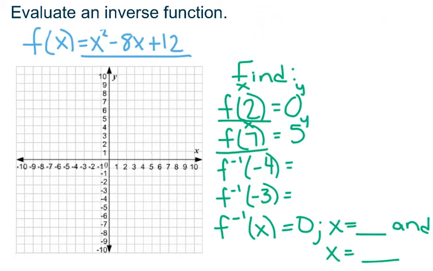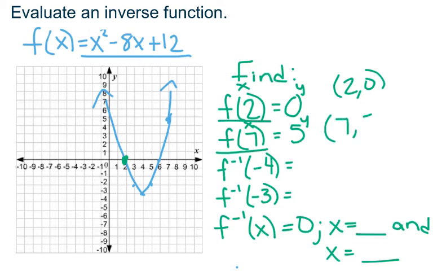Let's go ahead and graph this function, that blue function. Go ahead and graph x squared minus 8x plus 12. Okay, so that's a horrible graph. But here's what we're saying. We should have the point (2, 0). And we do, in fact, have that point right here. Okay, there we go. And then for the next one, we're saying we should have the point (7, 5). And we do, right there, (7, 5).